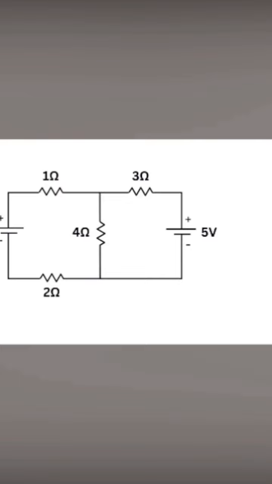As a first step, we choose a reference node, also called the ground, and we assume its voltage to be 0 volts. This node serves as the baseline, and all other node voltages will be measured with respect to it. For this case, let us select this node as 0 volts.